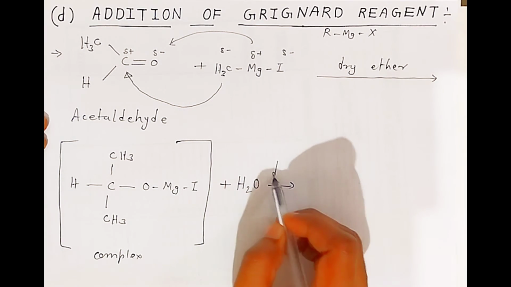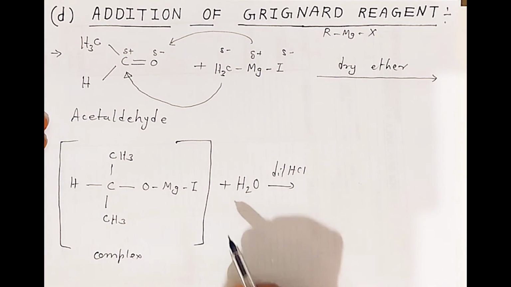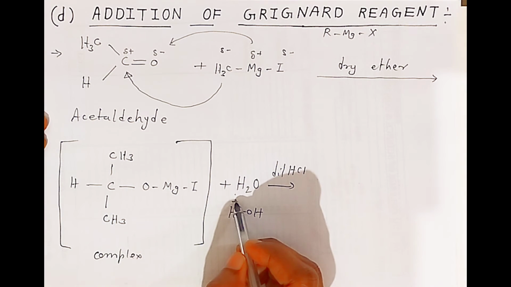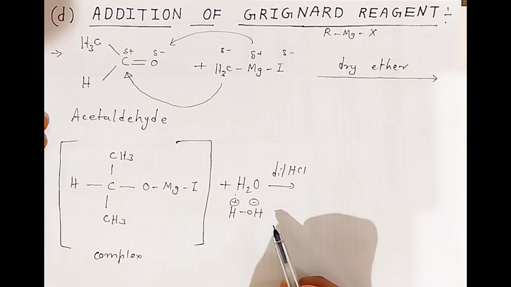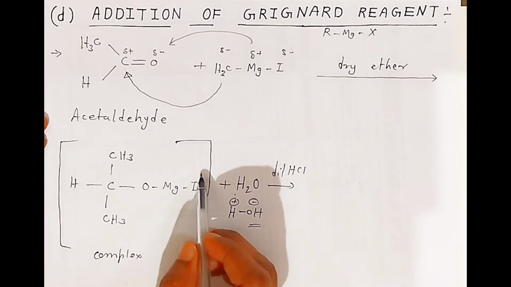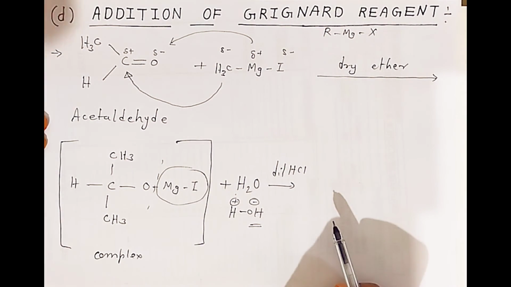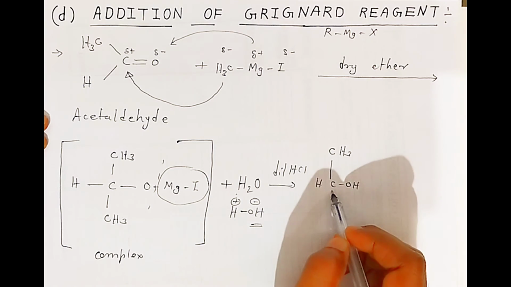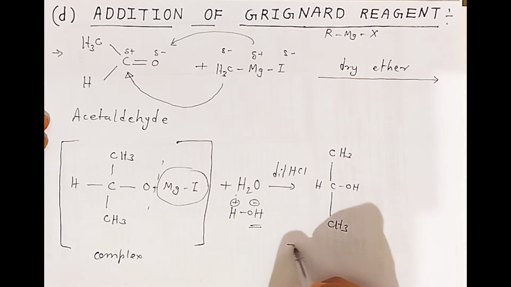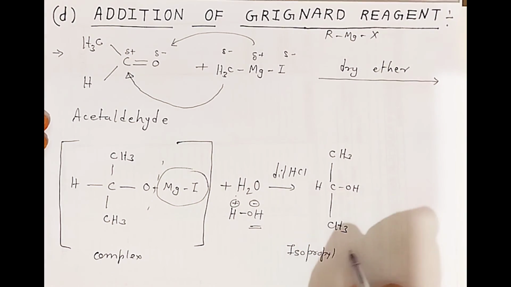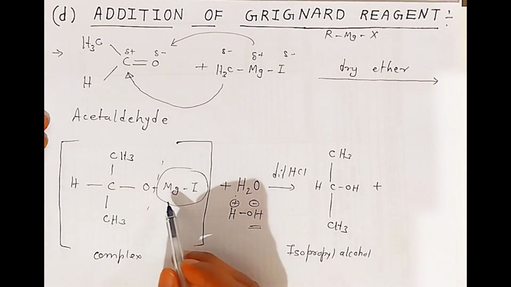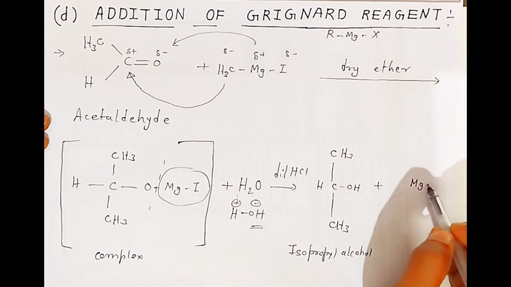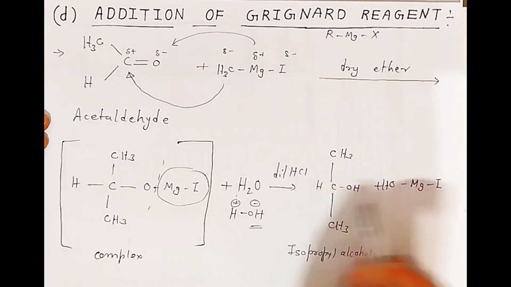H2O, dilute HCl, students. What happens, students, in dilute HCl, the water is nothing but H and OH. This hydrogen will be positive and this hydroxyl will be negative. So what happens, students, the negative hydroxyl will combine with magnesium, it will break, and it will form CH3 CHOH CH3, isopropyl alcohol. There is a formation of isopropyl alcohol, and the hydroxyl of water will be added like this to the magnesium.